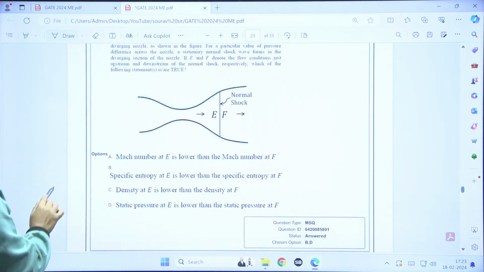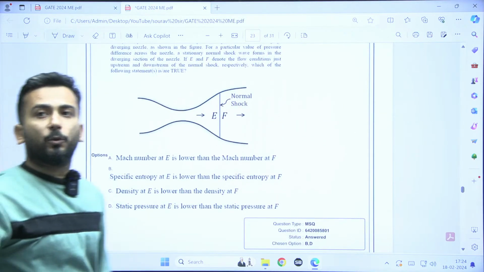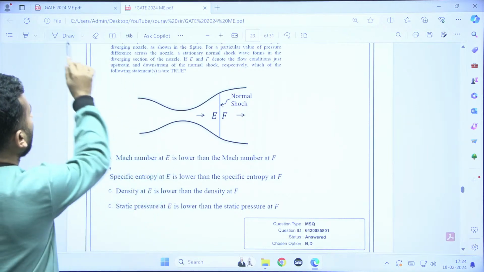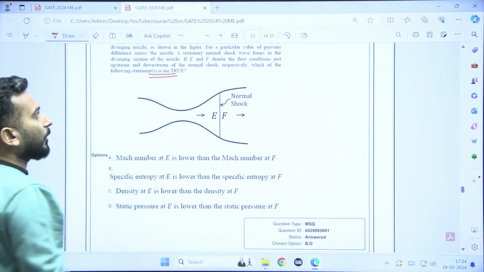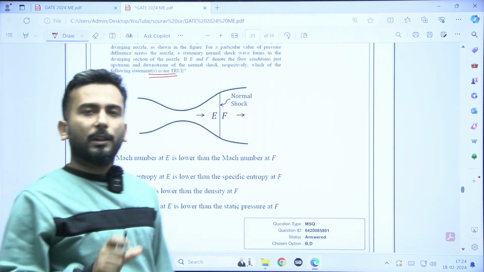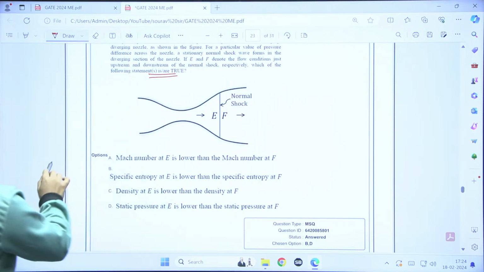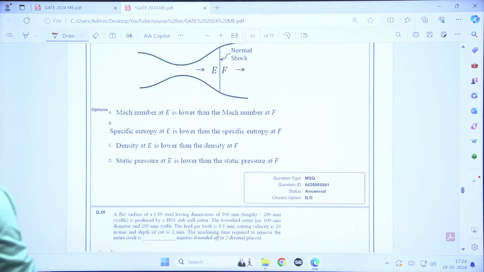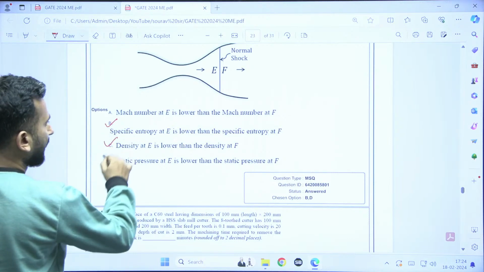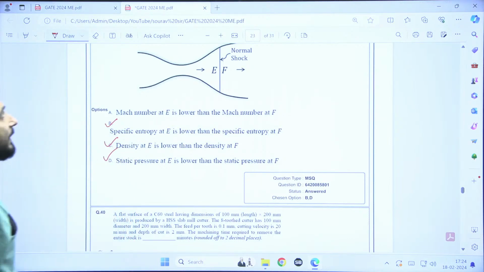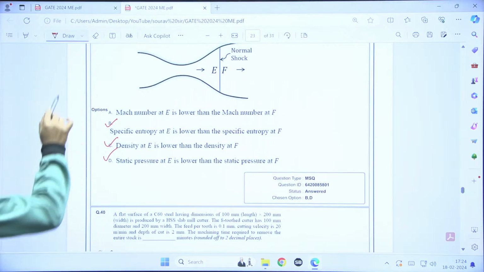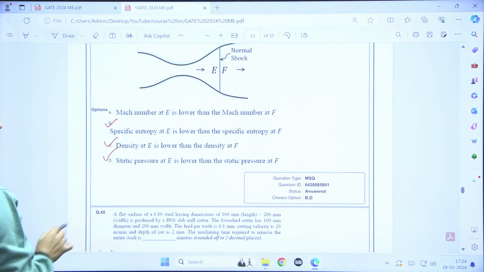Now a question on nozzle, and this is an MSQ question. I'll also tell you that the question asks which of the following is or are true, so no need to worry about that. The most appropriate answers will be B, C and D. B, C and D are the most appropriate answers in this MSQ.